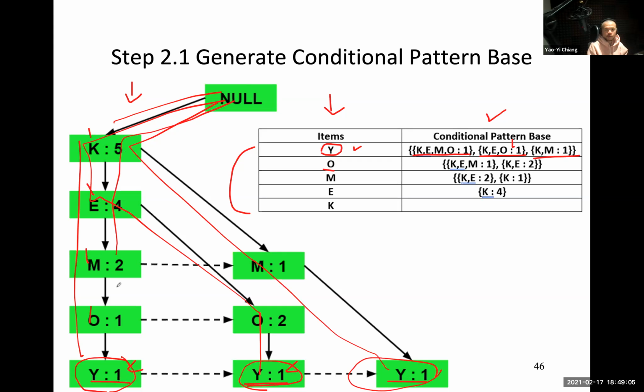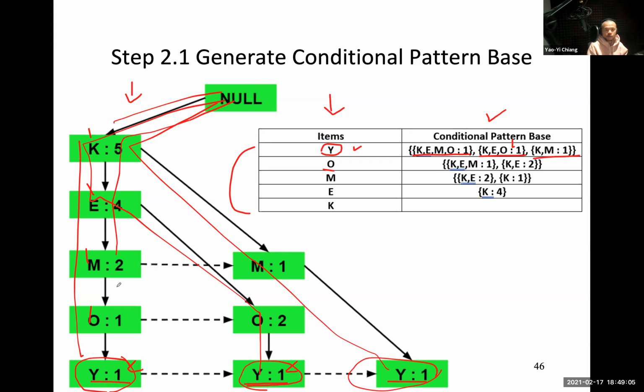Let's look at the second one. KEM 1 and KE 2. Oh, great. So KE is here once and KE is here again twice. So we know at least KE has occurrence or support of 3. How about M? Well, M is only here with a 1. So either KEM and O or MO will not work, right? So KE.